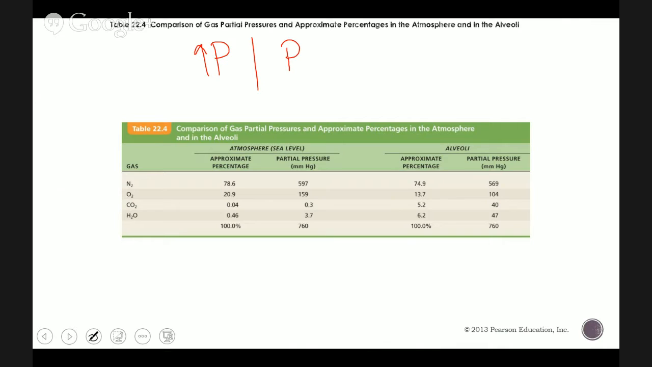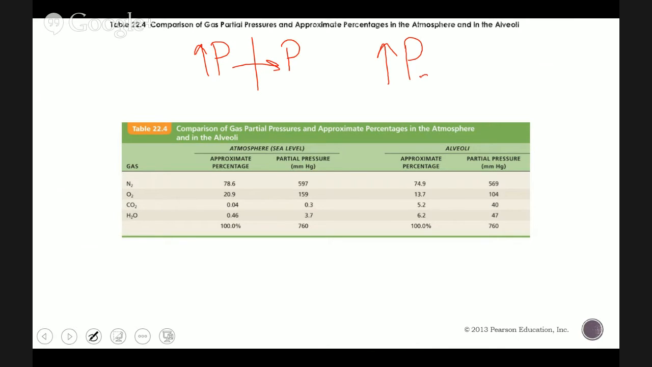which way is the gas going to move? High to low. You bet. Each and every time, right? Okay. What if we have a higher partial pressure on one side?